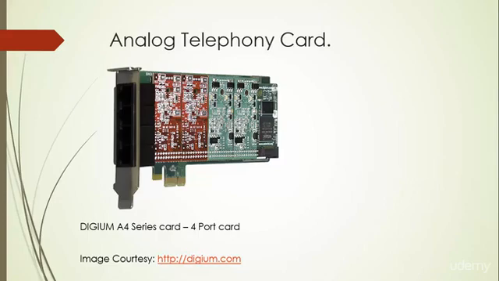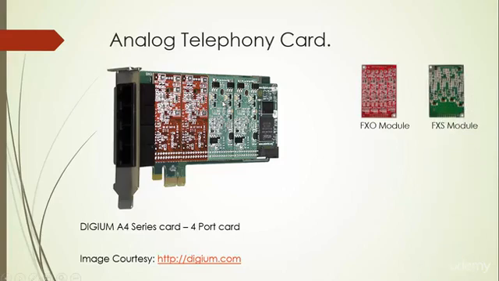phone provider. As you can see on the card, there are red and green circuits or chipsets. What are these? The red one is known as FXO module and the green one is known as FXS module. What these modules do, let's try to understand that.